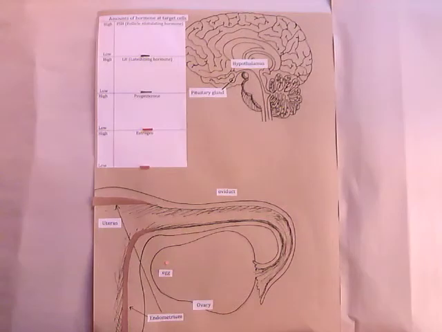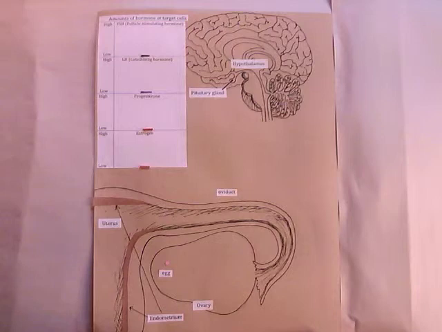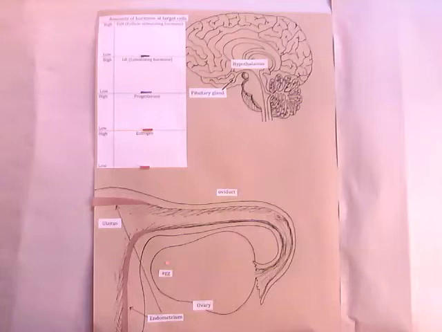This is a page from my sketchbook where I have attempted to animate the female reproductive cycle. On the top right, we see the human brain in cross-section. I've labeled the hypothalamus and the pituitary gland. Both of these are important structures for the release of hormones in the human body.